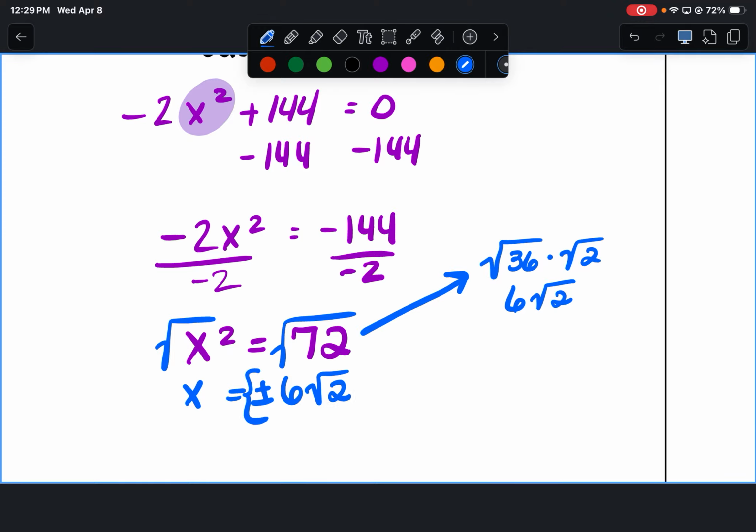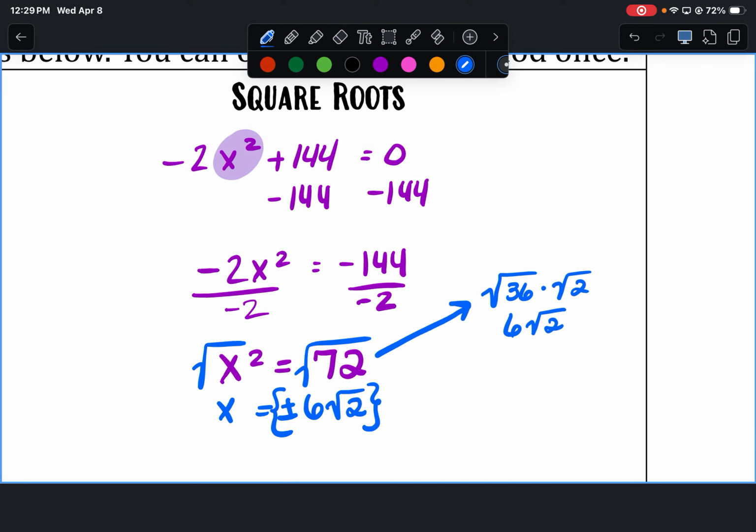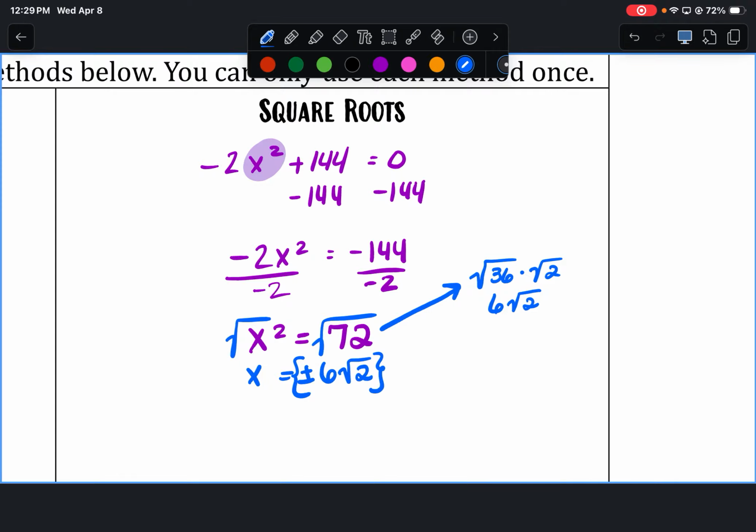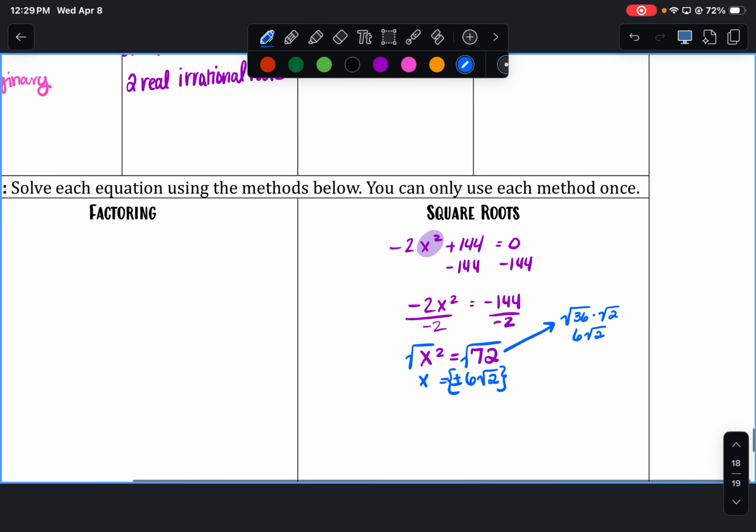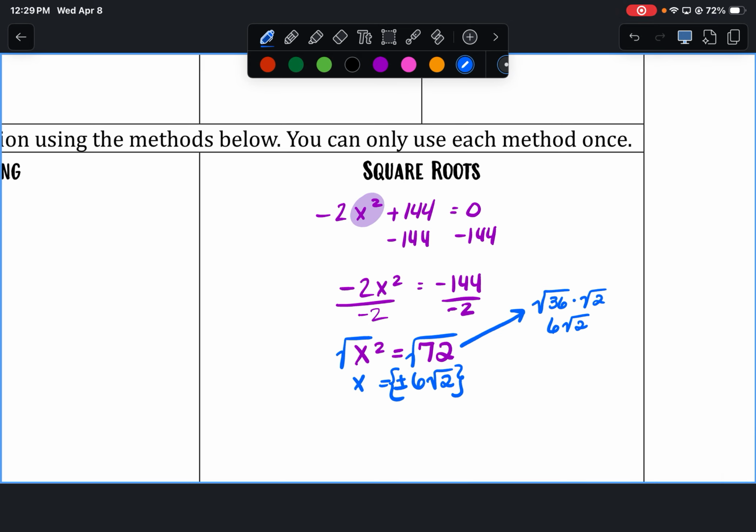Okay? Now our last one here, okay, A is 1, B is even, and is there anything that multiplies to give me negative 15 but adds to give me 6? No. So we're going to use this one by completing the square. Okay, before we do that, let's find our discriminant. A is 1, B is 6, C is negative 15. So our discriminant is equal to 6 squared minus 4 times, and it equals what?